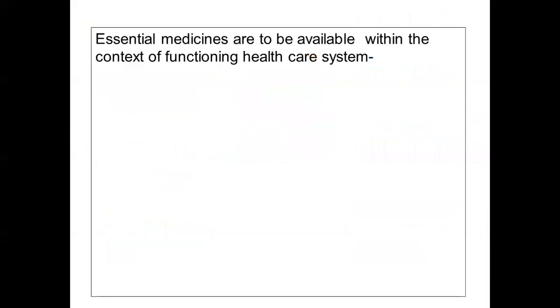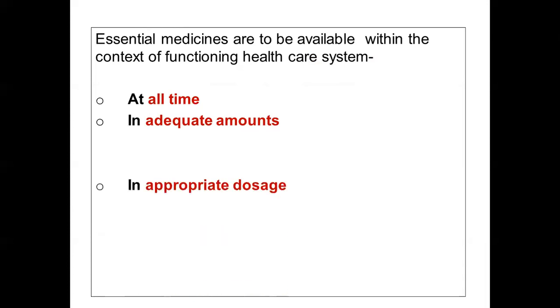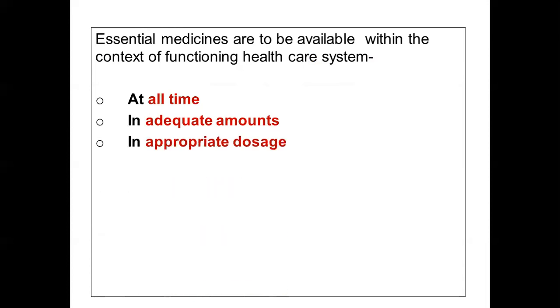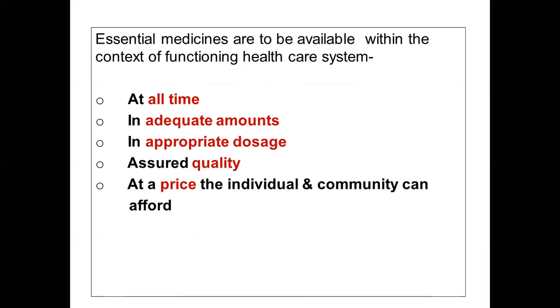The next one, essential medicines are to be available within the healthcare system at all times. They should be available in adequate amounts, in appropriate dosage form, in assured quality, and at a price that is affordable to the individual as well as the community. These are the features of the essential medicine.